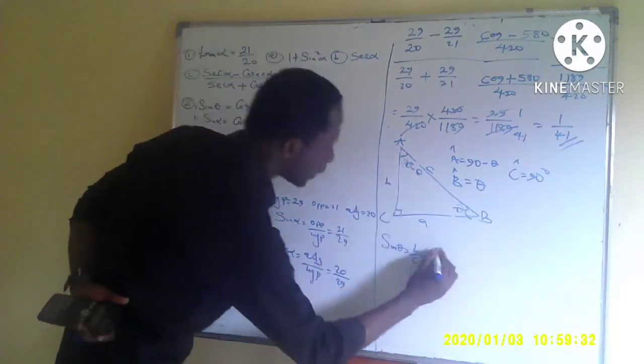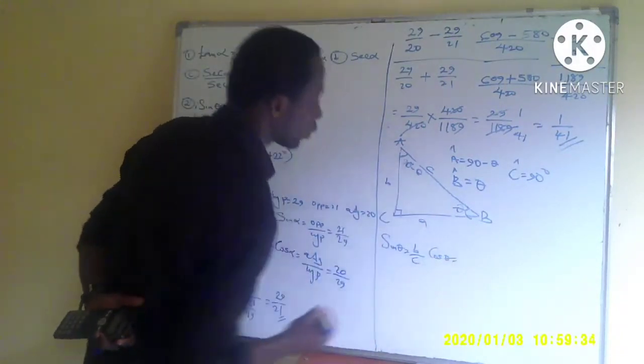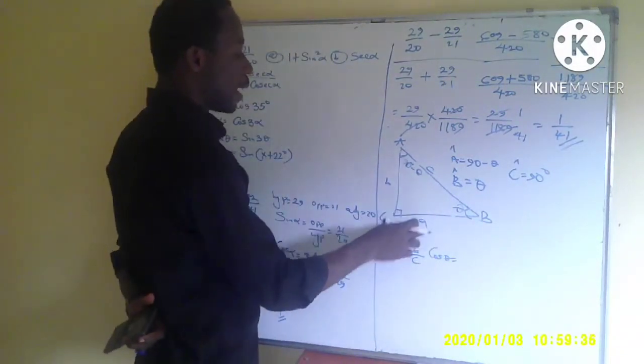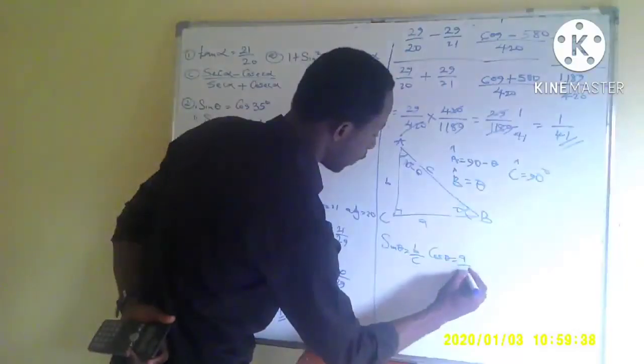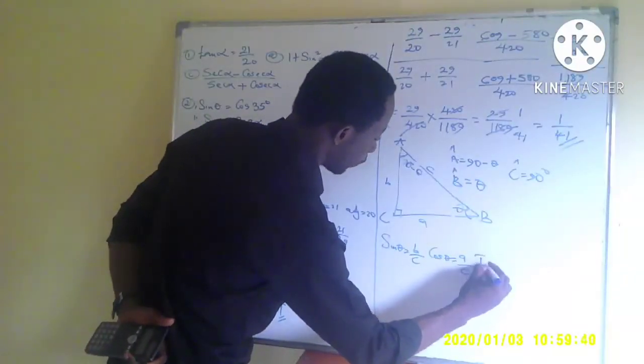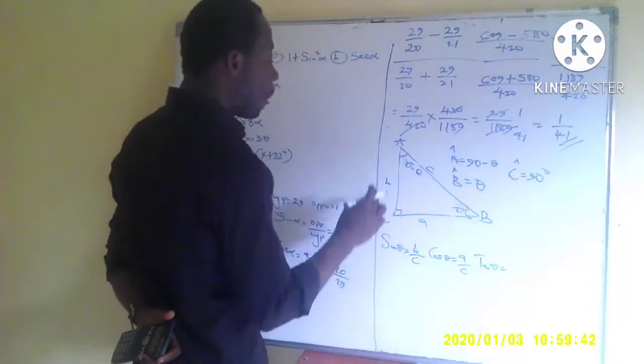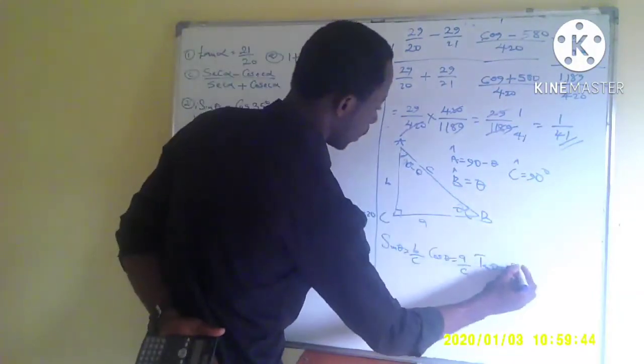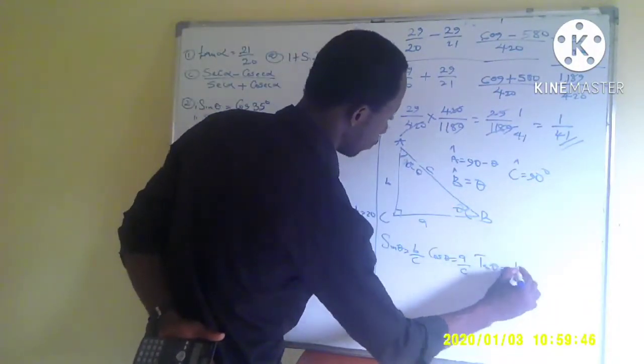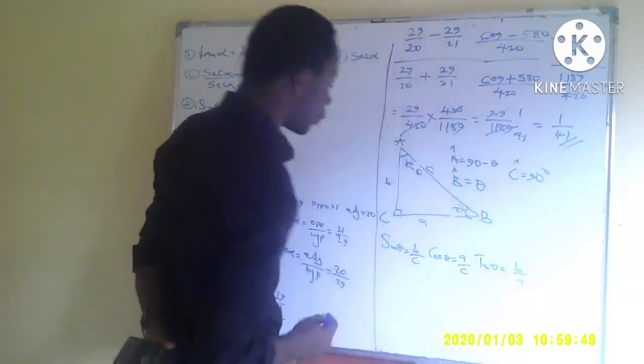Now what is my cos theta? Cos theta now is what? Adjacent over hypotenuse. a over c. And what is my tan theta now? Tan theta is what? Opposite over adjacent. b over a.